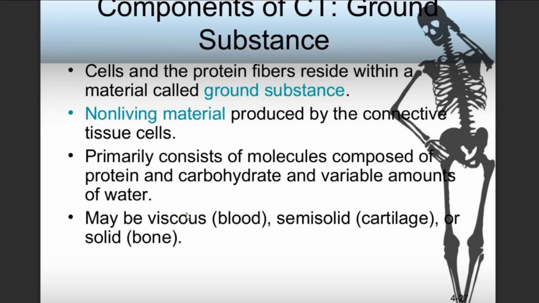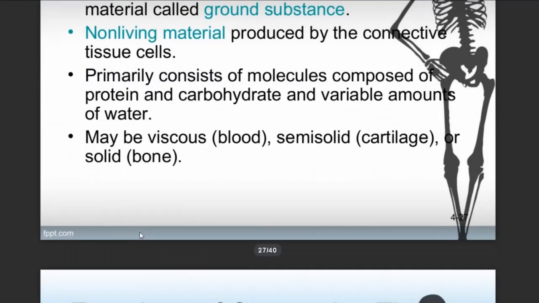If it's viscous, then the example will be blood. If it's semi-solid, then the example will be cartilage. If the ground substance is solid, then it's bone.